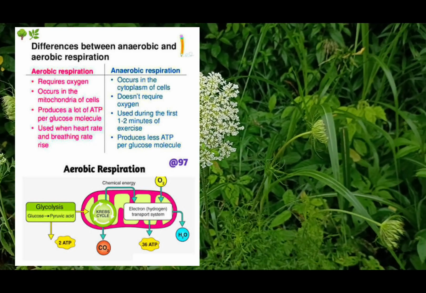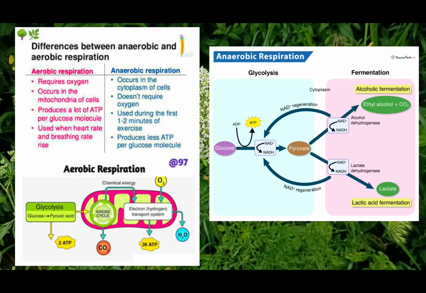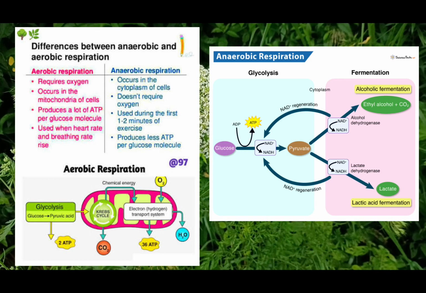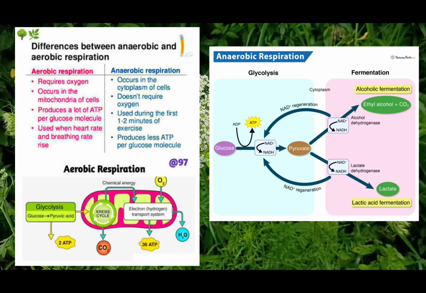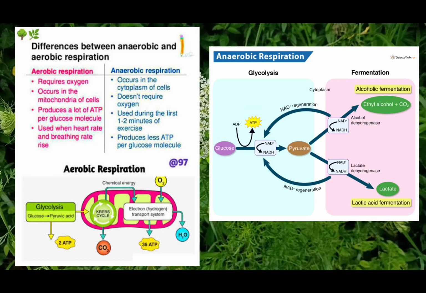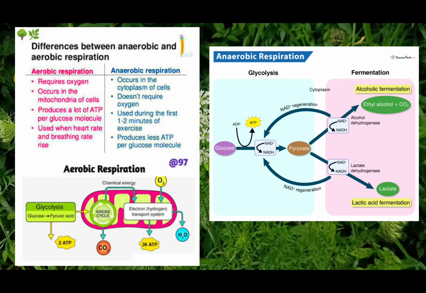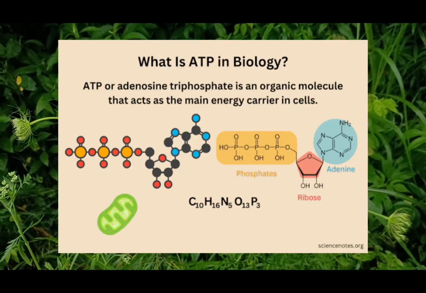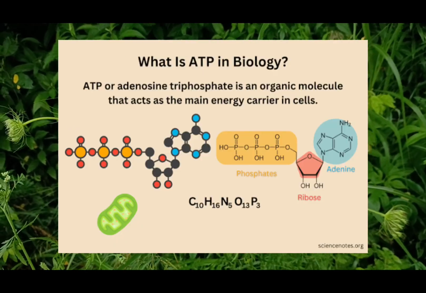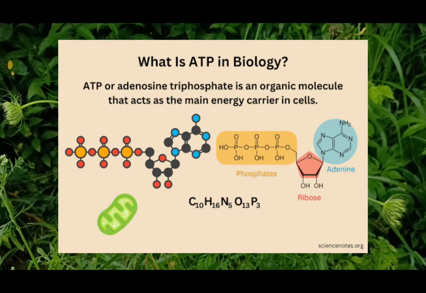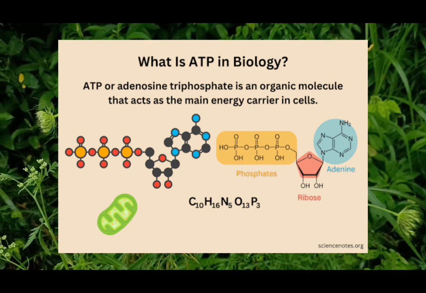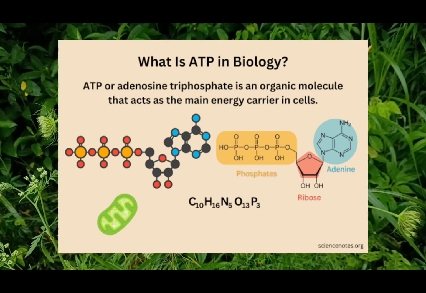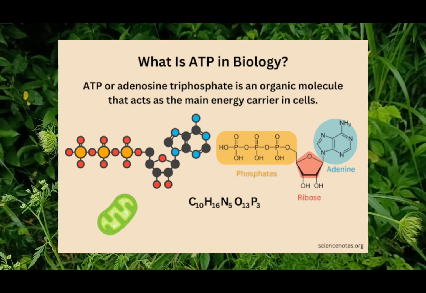Then you have anaerobic respiration. This occurs without oxygen, but it's not as efficient. It only produces 2 ATP per glucose. But it's important in roots in waterlogged conditions or low-oxygen soil. Now, I know I've mentioned ATP multiple times and I haven't even told you what that is. ATP is adenosine triphosphate. It's a universal energy carrier and acts like a rechargeable battery. It powers cellular processes across all organisms.